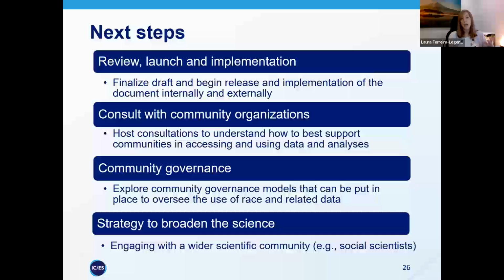So where are we at now and what are our next steps? So really, as I mentioned, we're reviewing, launching, and thinking about implementation down the road. So really still working on finalizing our draft and thinking about who needs to review and then ultimately begin release and implementation of the document internally as well as externally. Continue obviously to consult with community organizations. We really want to continue to host consultations to understand how can we support communities in that first domain of accessing and using ICES data, as well as obviously the community governance piece, and then even the accountability metrics going forward.